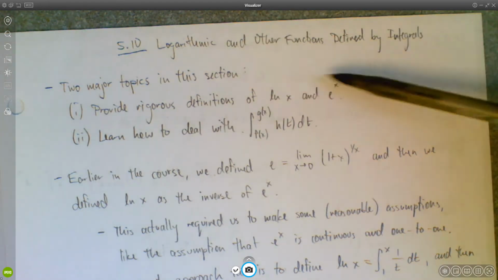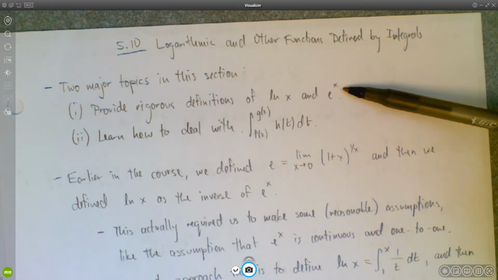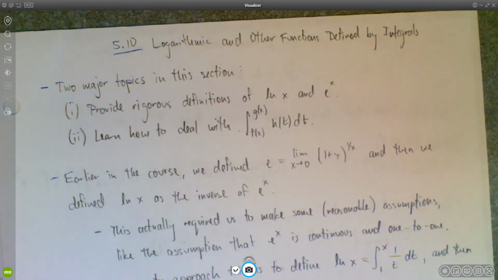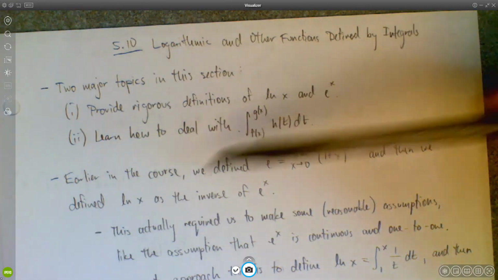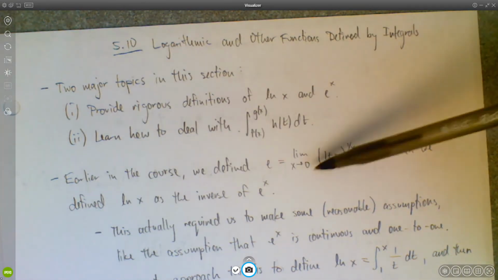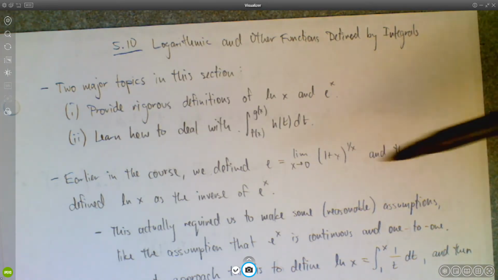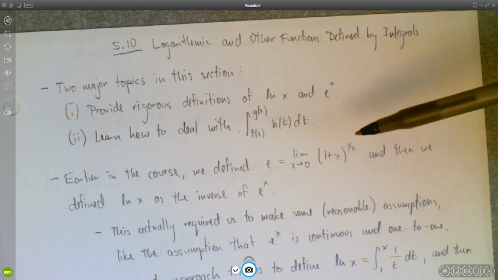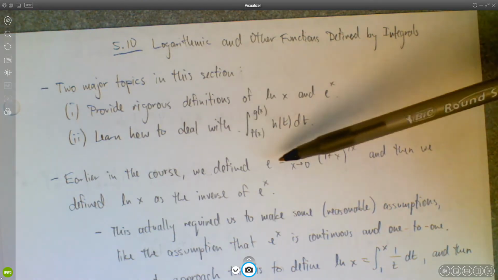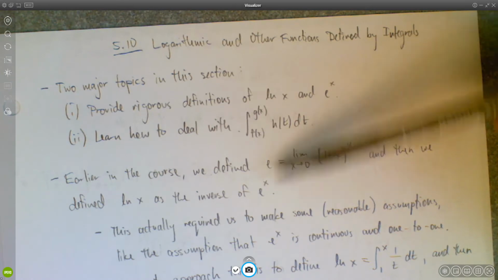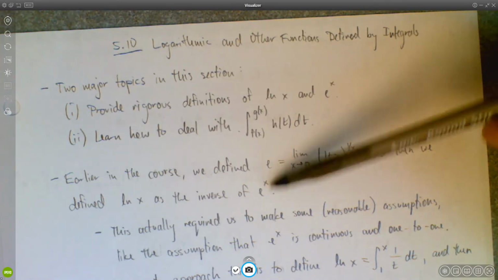So as far as the first topic is concerned, providing rigorous definitions for natural log of x and e to the x. Earlier in the course, we defined the number e as the limit as x goes to 0 of 1 plus x to the 1 over x. Or equivalently, it's the limit as x approaches infinity of 1 plus 1 over x to the x, right? So we defined e to be that number, and then we said, okay, that's just a constant, so then you can talk about raising it to the x power, and so you can talk about this function e to the x.